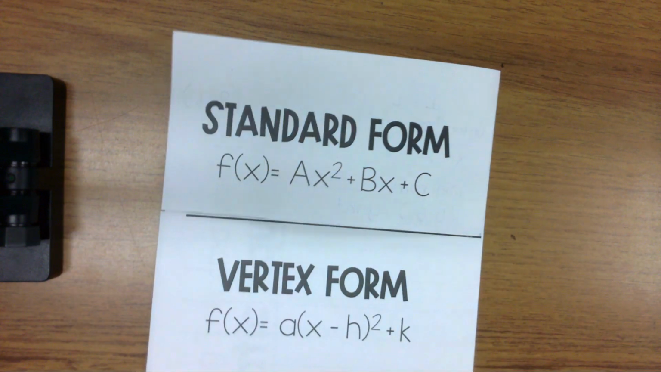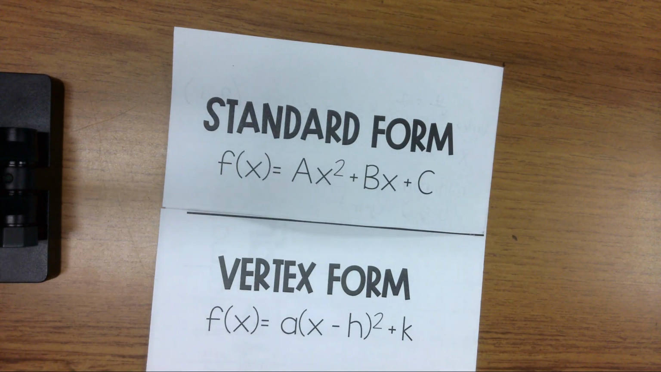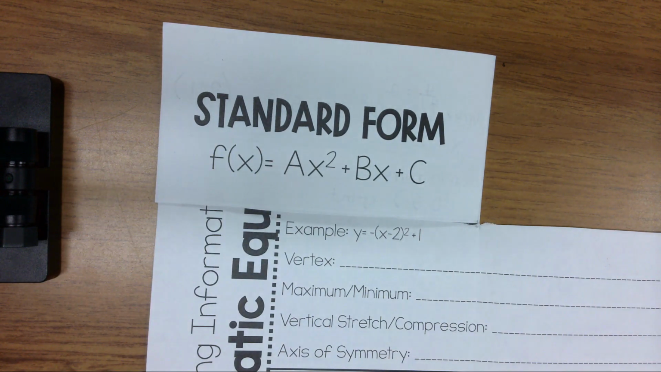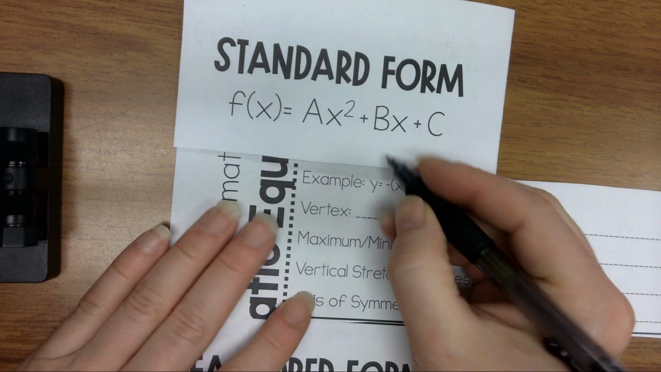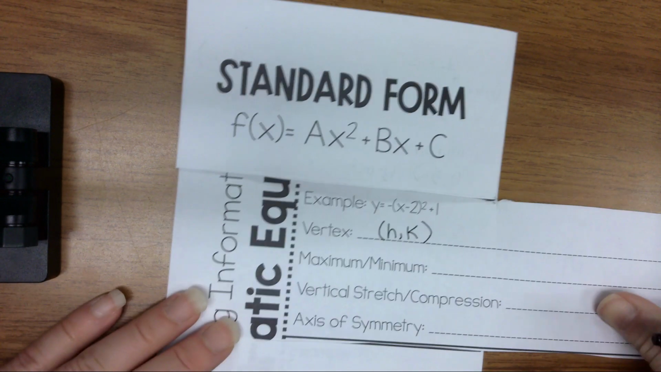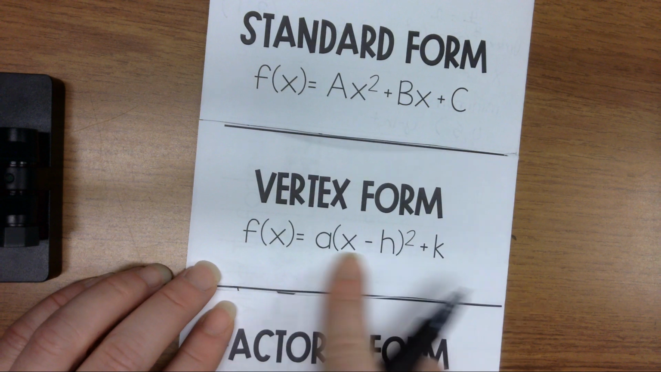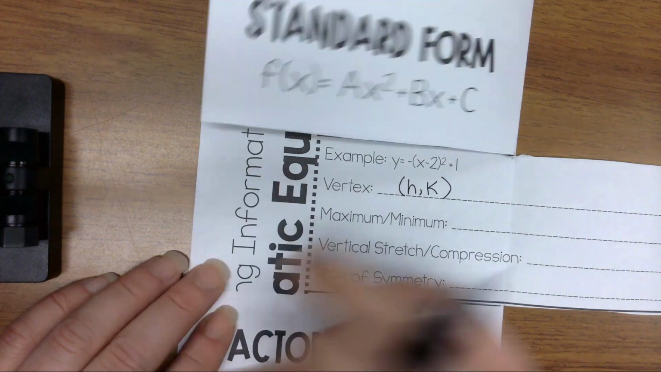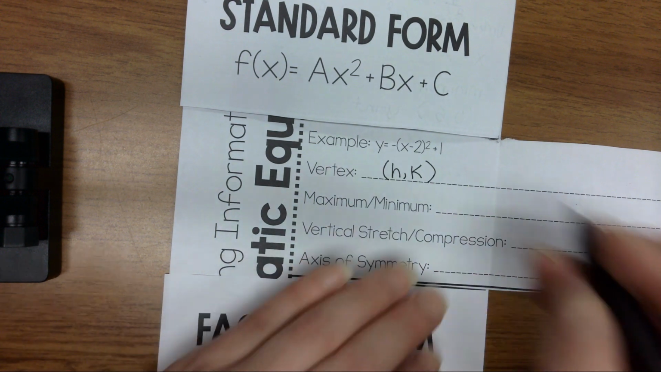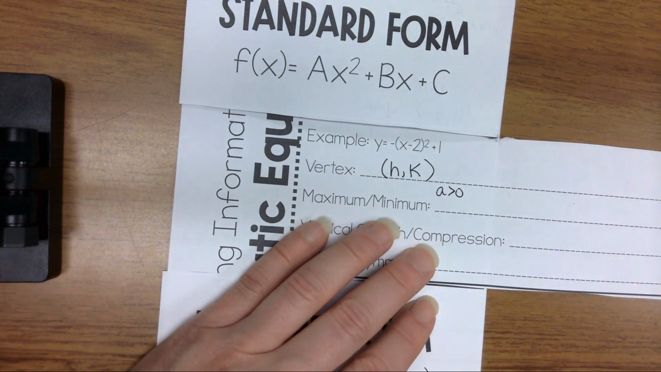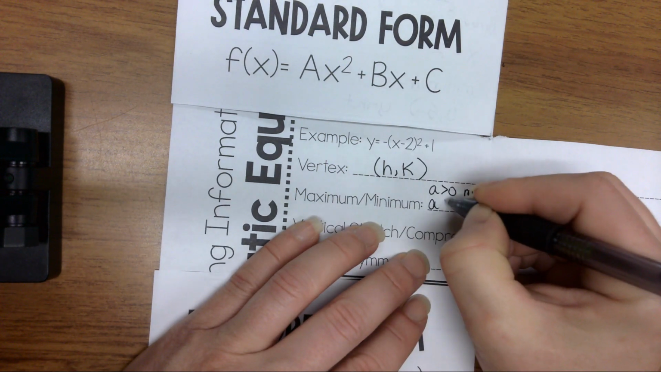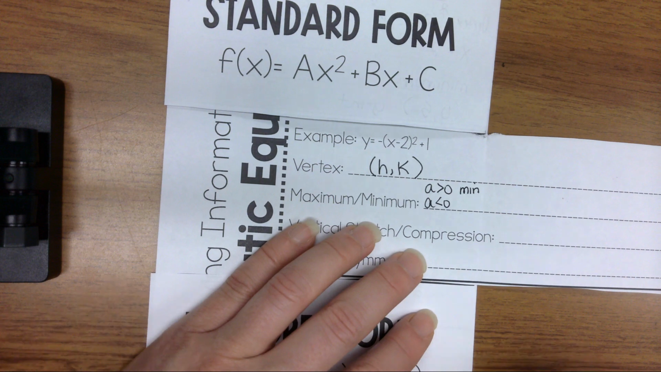Let's look at our vertex form now. In general, in vertex form, the vertex is (h, k). Remember, the h and k are the h and k right there. So when you're going back and looking, that's what I'm talking about. Once again, the maximum or minimum is the same thing. If a is greater than 0, the vertex is going to be a minimum. If a is less than 0, it's going to be a maximum.